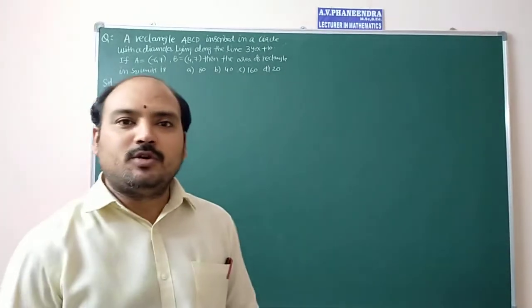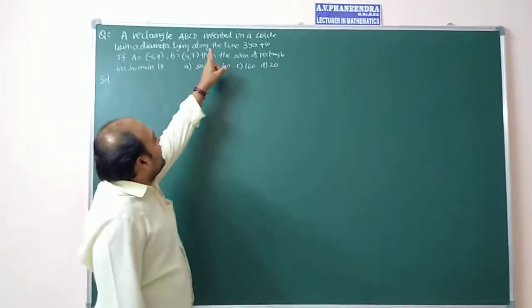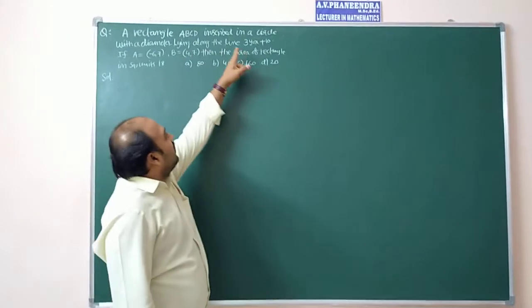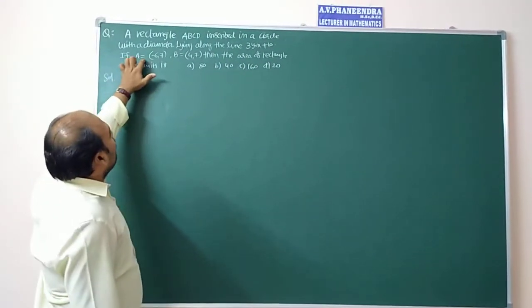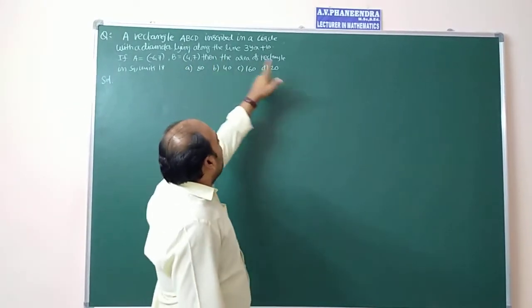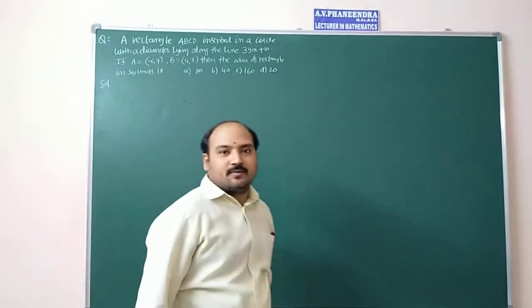In this video, I am going to discuss circle problems. A rectangle ABCD is inscribed in a circle with a diameter lying along the line 3y = x + 10. If A = (-6, 7), B = (4, 7), then the area of the rectangle in square units is, these are the options.